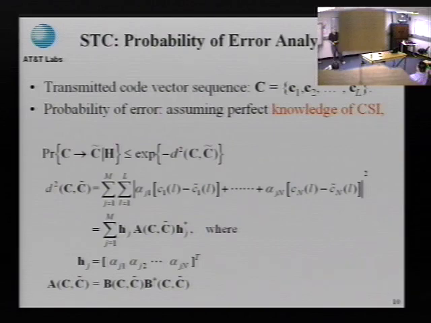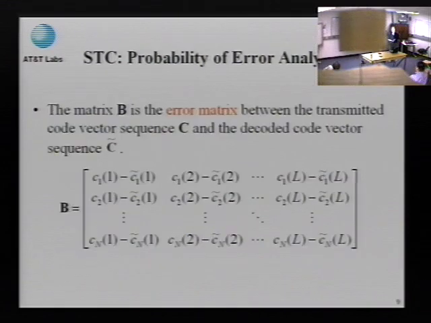Can you show again the definition of the A matrix? Sure. So A is B B star, and this was B. Okay, thank you.